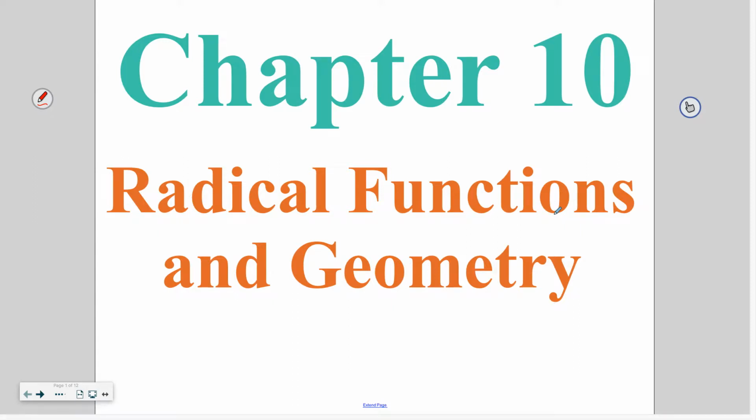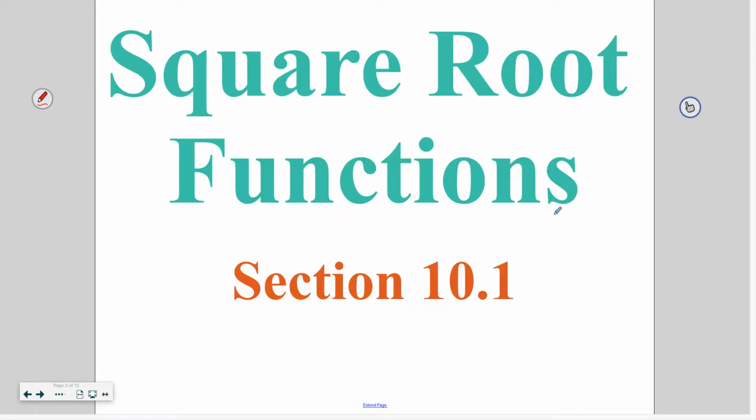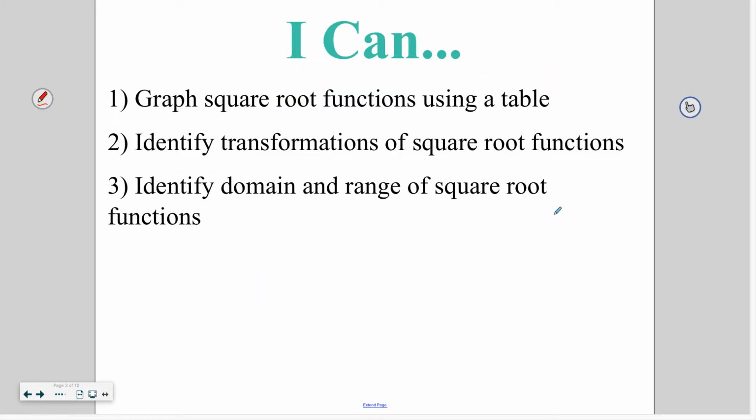Hello class, today we are starting Chapter 10, which is all about radical functions and geometry. Section 10.1 focuses on square root, aka radical functions. By the end of today's lesson, you'll be able to graph square root functions using a table, identify the transformations of square root functions, and be able to find the domain and range for those functions.